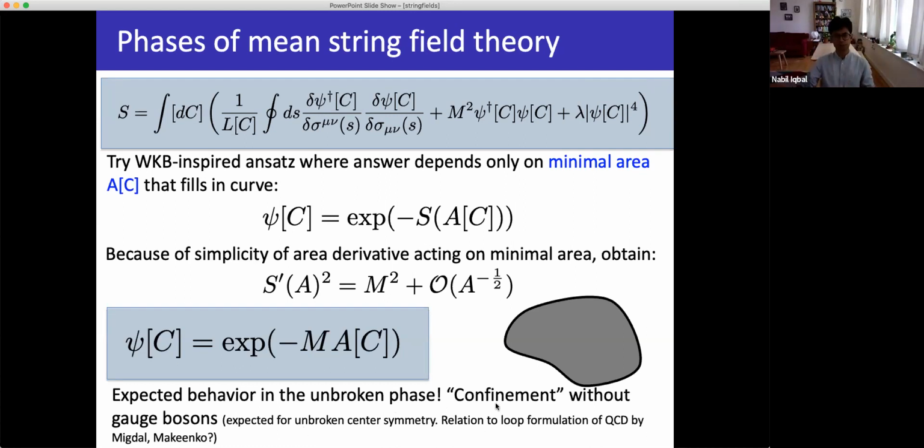And there's some interesting questions here about how to relate this to other formulations of non-abelian gauge theory, in particular the loop formulation of QCD by Migdal and Makenko, which is attacking this problem from a very different point of view, but has a very similar result. Okay. Are there any questions before I move on?